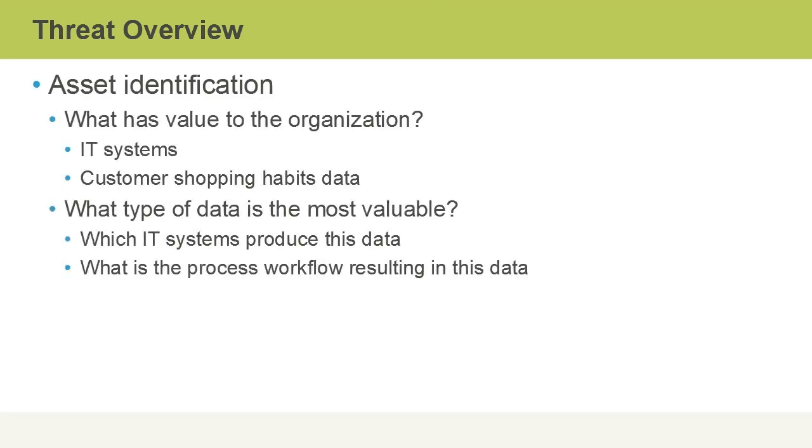The first thing we have to consider is what are assets? What has value to the organization? Now, that can include numerous things, including IT systems that the company relies on, or it could be specific data like customer shopping habits data. Then we have to look at what type of data is the most valuable because many organizations produce many different types of data. So we have to think about the IT systems that produce the data and then the process workflow that results in the data.